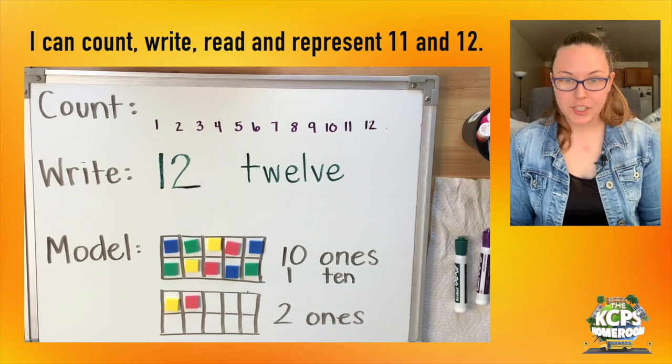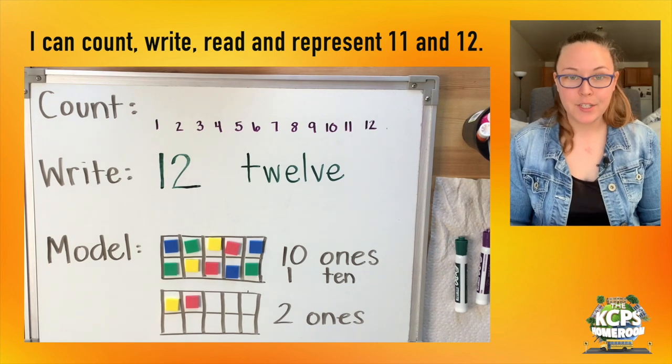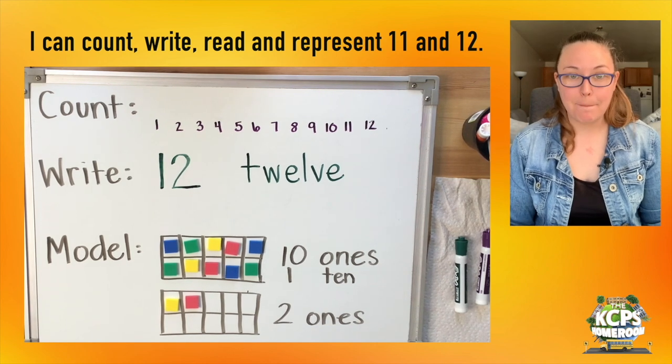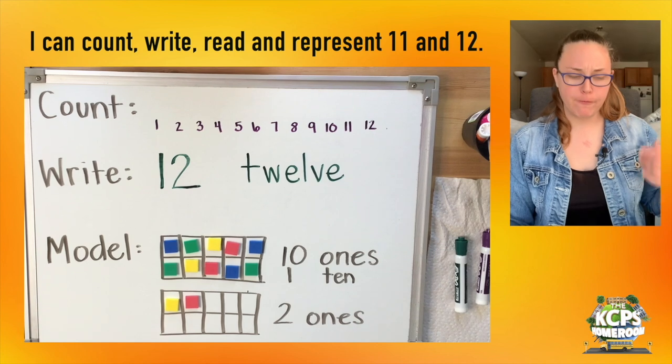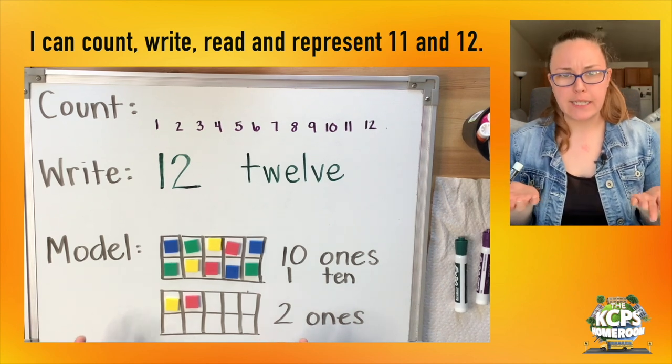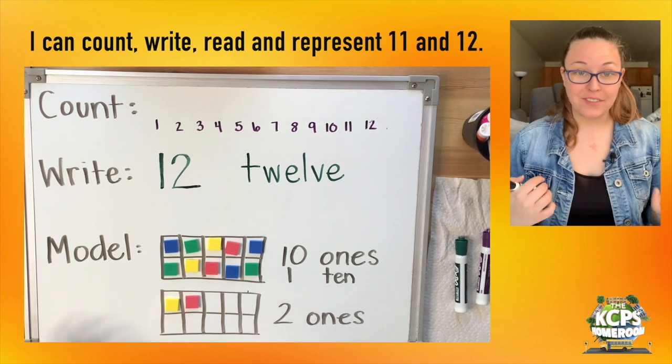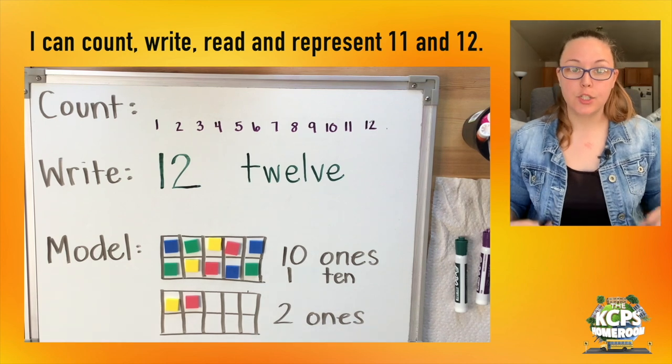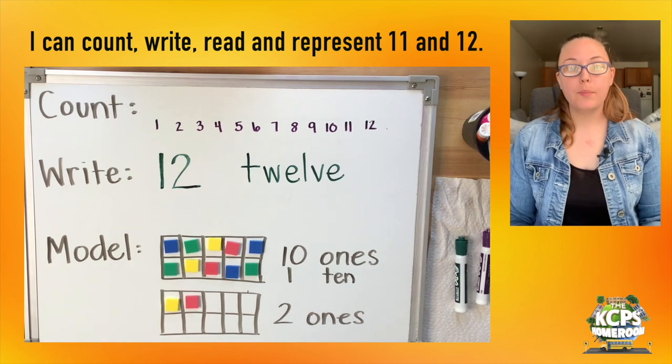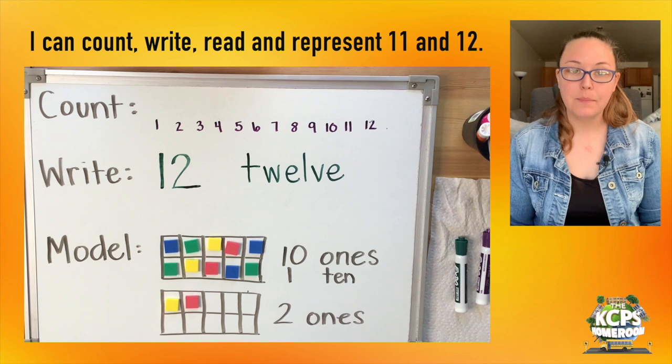My challenge to you is to take 11 and 12 and work on finding missing parts. If you have 4, how many more do you need to get to 11? If you have 6, how many more do you need to get to 12? Remember, we practiced this last week when we were finding missing parts of 10.